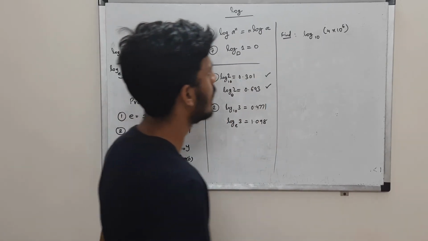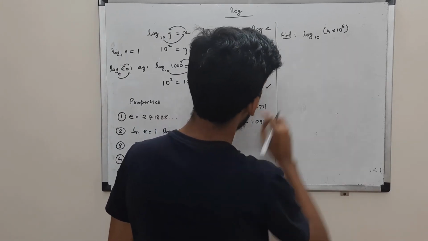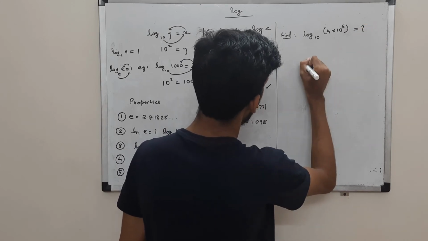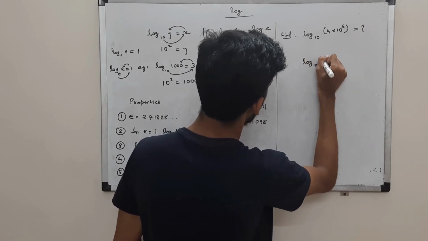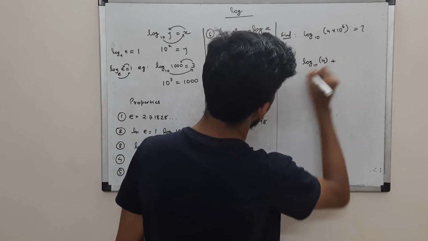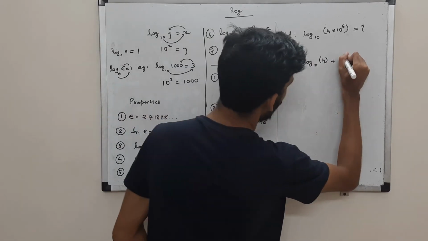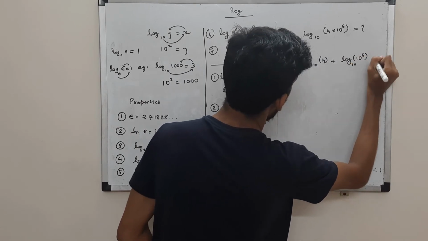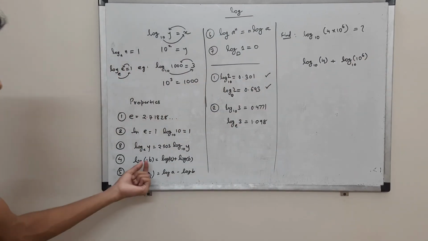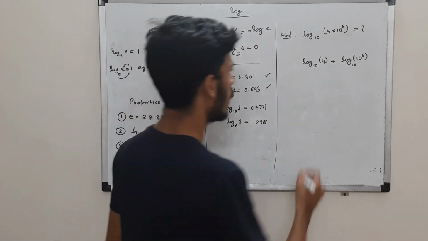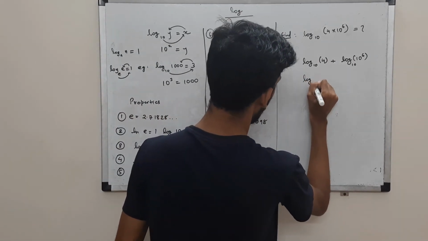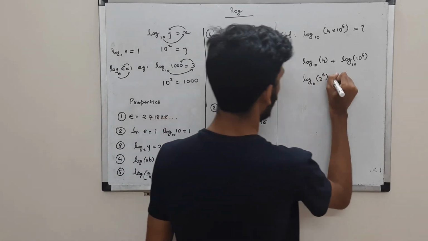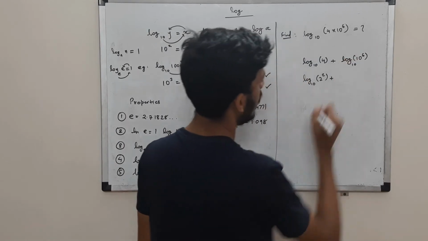So let's find that now. Log to the base 10, and you are supposed to find the value of this. It's very simple. First of all, we will use the property of splitting. So we'll write log 4 plus log 10 to the power 6. So I'm splitting it. Log a into b is log of a plus log of b. Now 4 can be written as 2 to the power 2, because we know the value of log 2 only, otherwise we don't know.